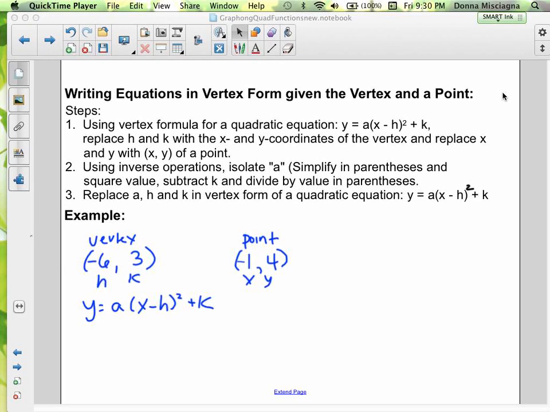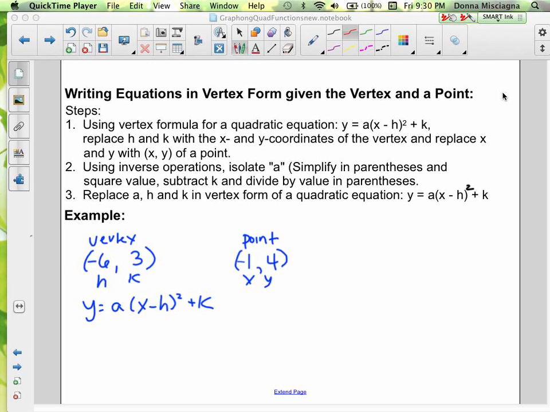All right, so using vertex formula for a quadratic function, y equals a times x minus h squared plus k. We've got that written down. We're going to replace h and k with the x and y coordinates of the vertex, and we're going to replace x and y with the x and y of a point. Our goal is to solve for a, that coefficient in front of our something squared, the one that tells us the direction of our parabola, whether it's concave up or concave down, and how wide our parabola is.